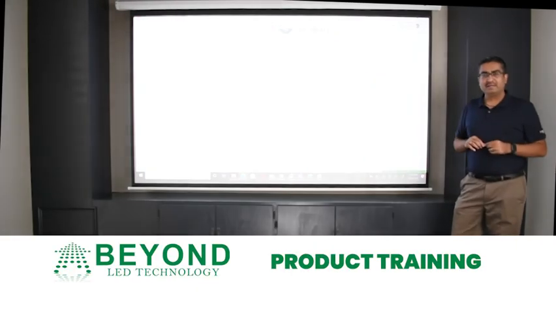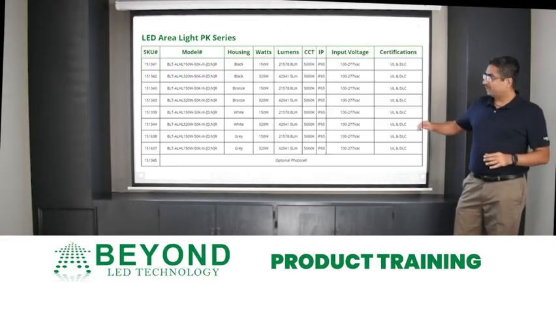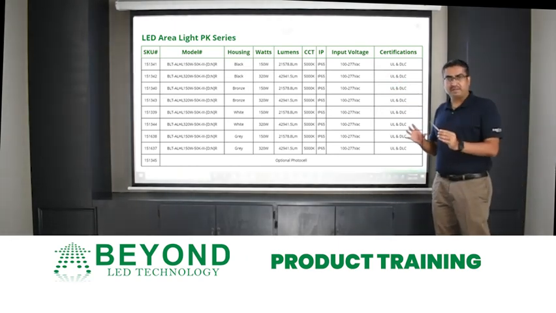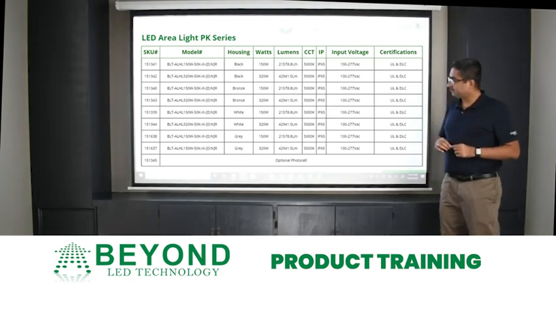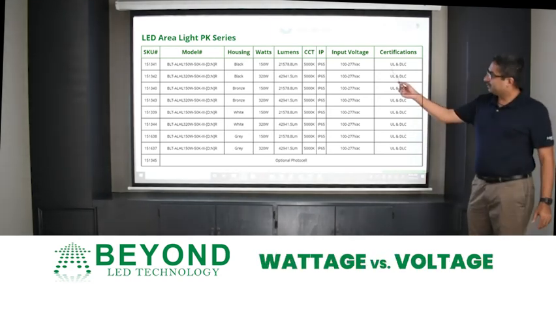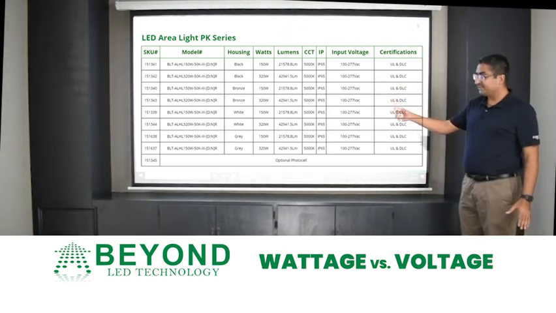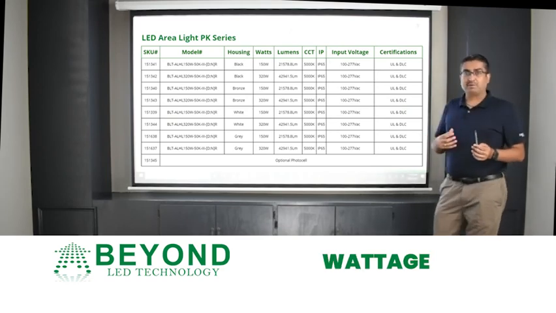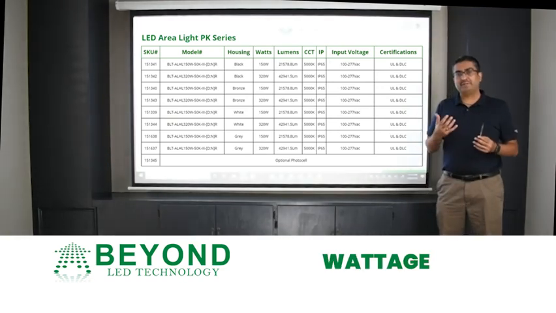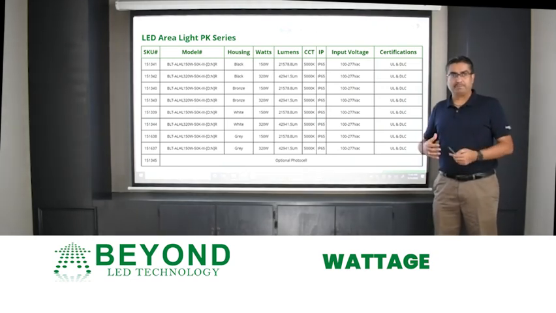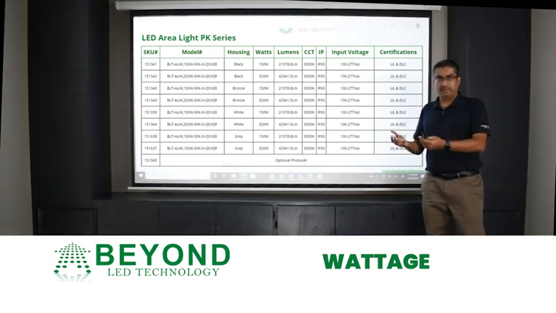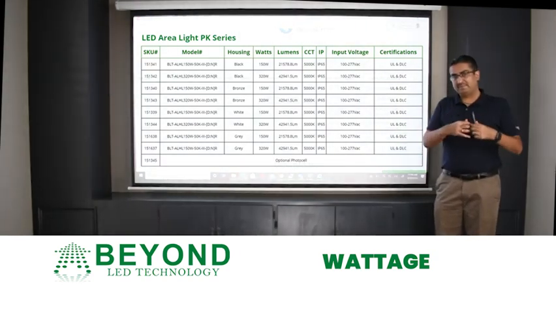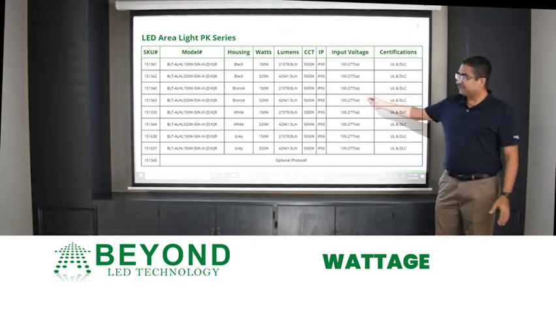Today I will go over the LED basics with you. If you understand this chart right here, this is about 70% of your training. First, I start with the difference between wattage and voltage. The wattage is the power consumption. So the higher the wattage, the higher the consumption, and your power bill is more, right? The lower the wattage, your power bill is less, right? The voltage is your current.